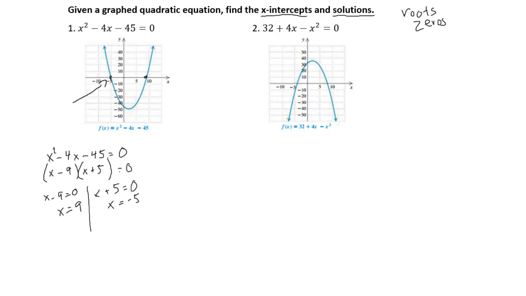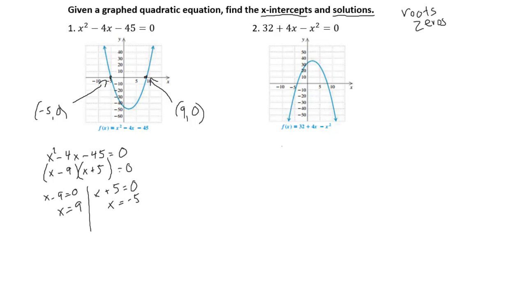Because that point right there is negative 5, 0. And that point right there is 9, 0. And so that 9 matches with our x equals 9, and this negative 5 matches with the x equals negative 5. So now we have our x-intercepts and our solutions. All right, let's do it for this one as well.